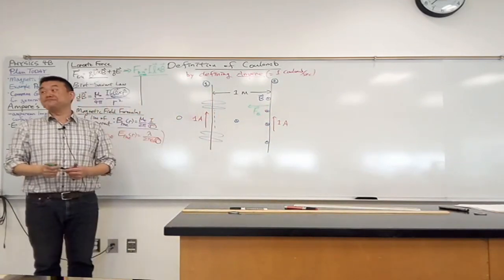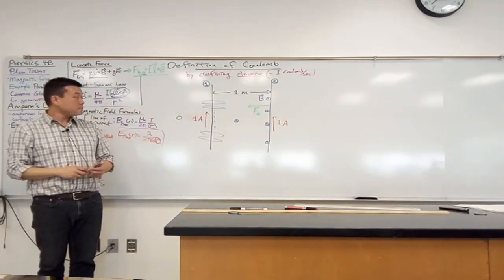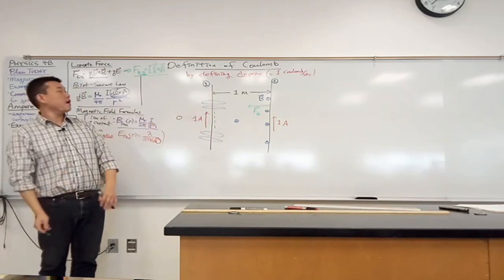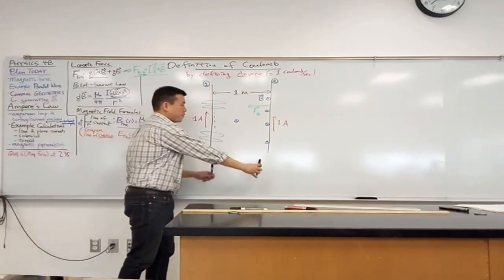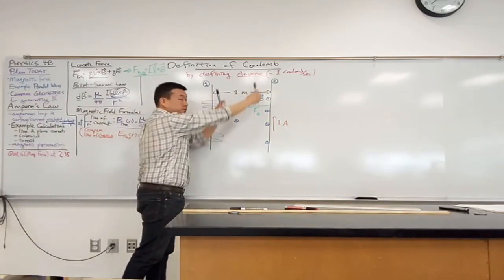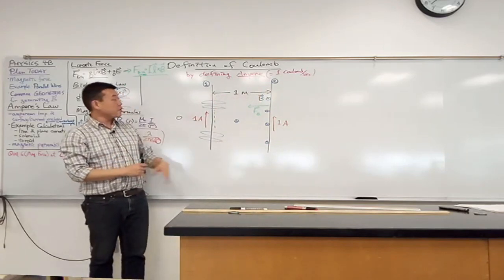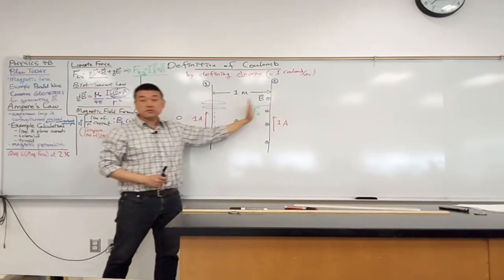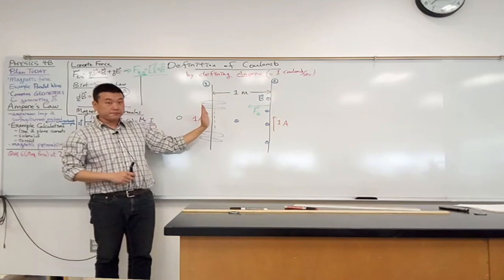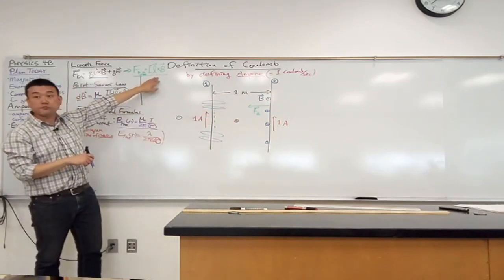So, yeah. So that's the result you get. When you have two currents flowing in parallel direction, there's going to be an attractive force on this wire. And so you get the result by applying these rules.